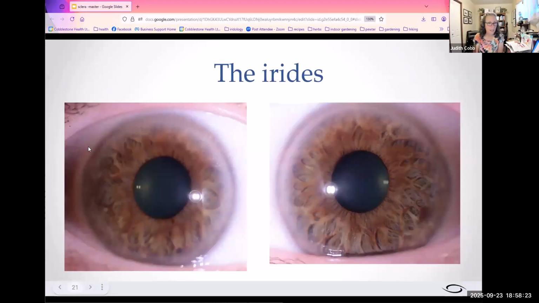So, case study. I think this is our final case study tonight. We've got a few slides here. When we look at these eyes, they're not completely in focus, and for that I apologize. I am not the world's best photographer, but I'm a really good iridologist and a really good clinician.